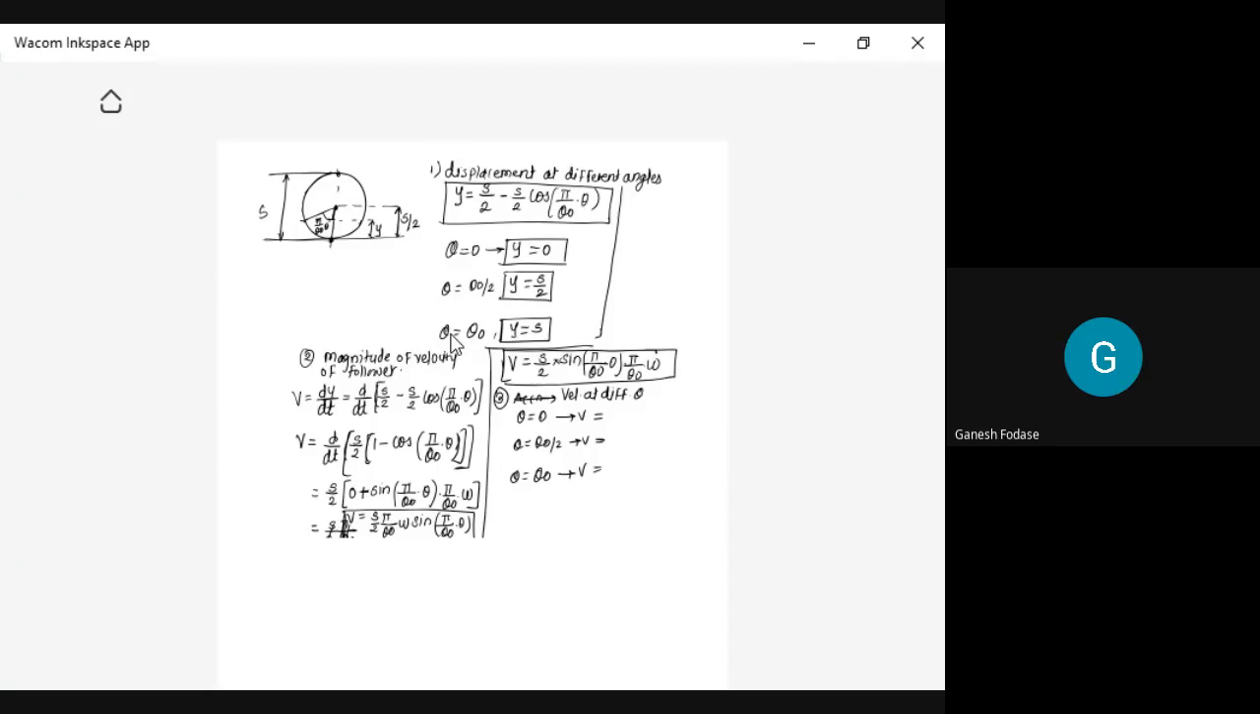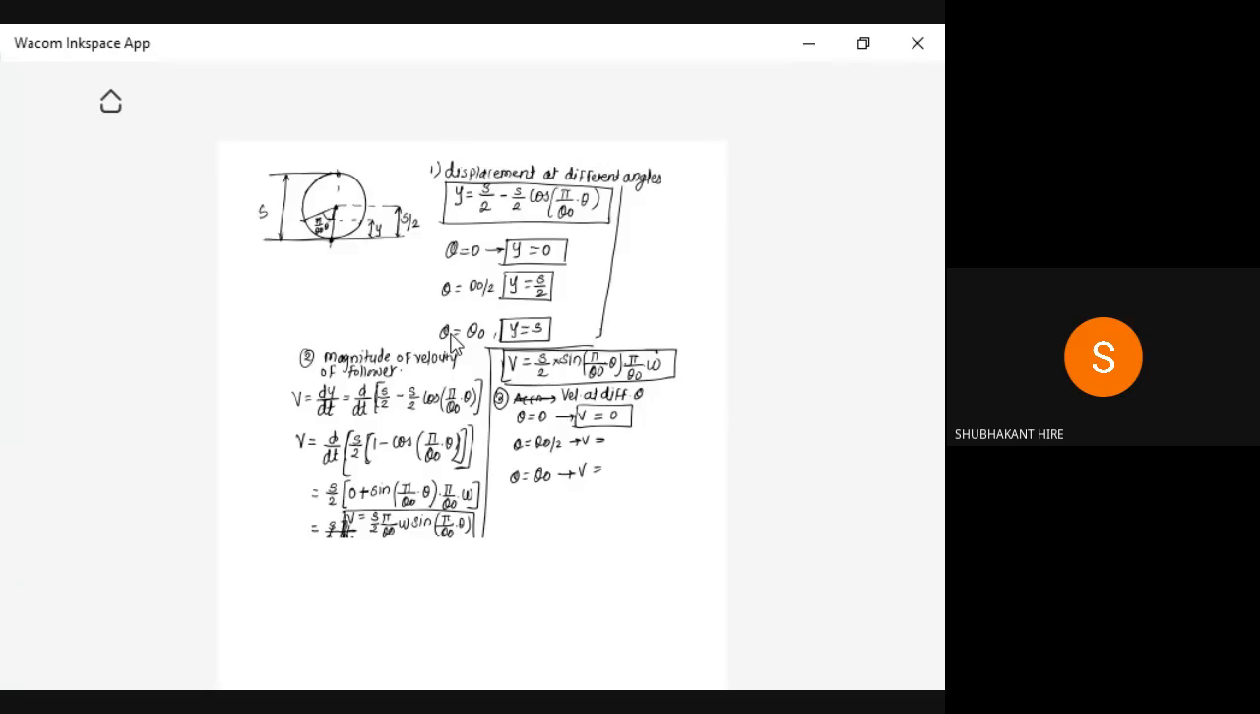When theta is equal to 0, v is equal to s by 2 into pi upon theta o into omega into sine 0. Sine 0 is 0. So simply it must be 0. So velocity is 0. Is it right?